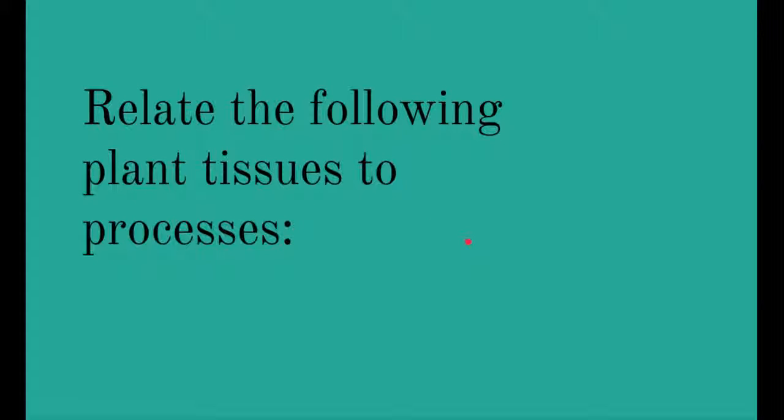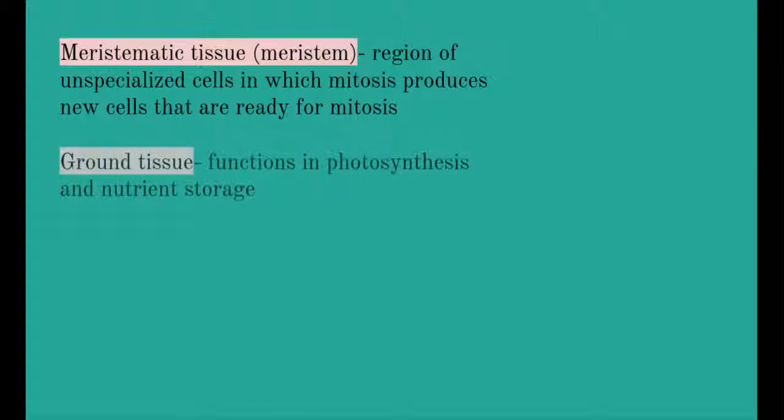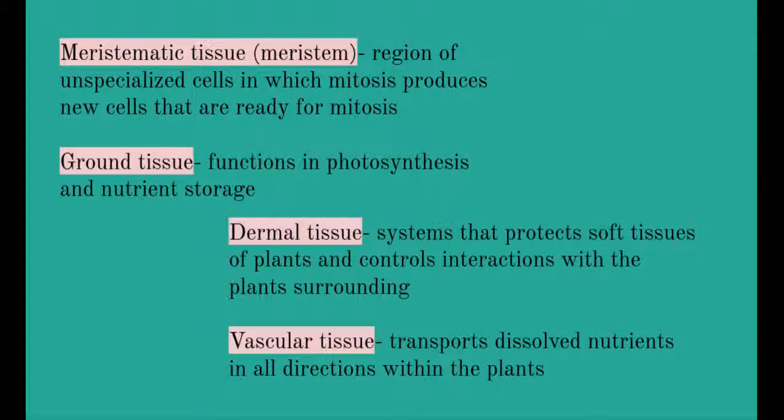The next question is, relate the following plant tissues to processes. The meristematic tissue, or the meristem, is a region of unspecialized cells in which mitosis produces new cells that are ready for mitosis. Ground tissue functions in photosynthesis and nutrient storage. Dermal tissue is a system that protects soft tissues of plants and controls interactions with the plant's surroundings. And vascular tissue transports dissolved nutrients in all directions within the plants.